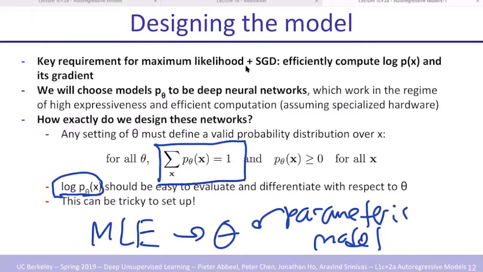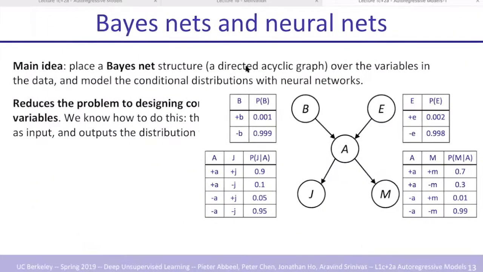So you're basically constrained by two things. You're constrained by the probability, everything needs to sum up to one, and you're constrained by a computational requirement that the negative log of your probability density function needs to be tractable in the first place. Okay, so one way of achieving both of these goals is the autoregressive framework.